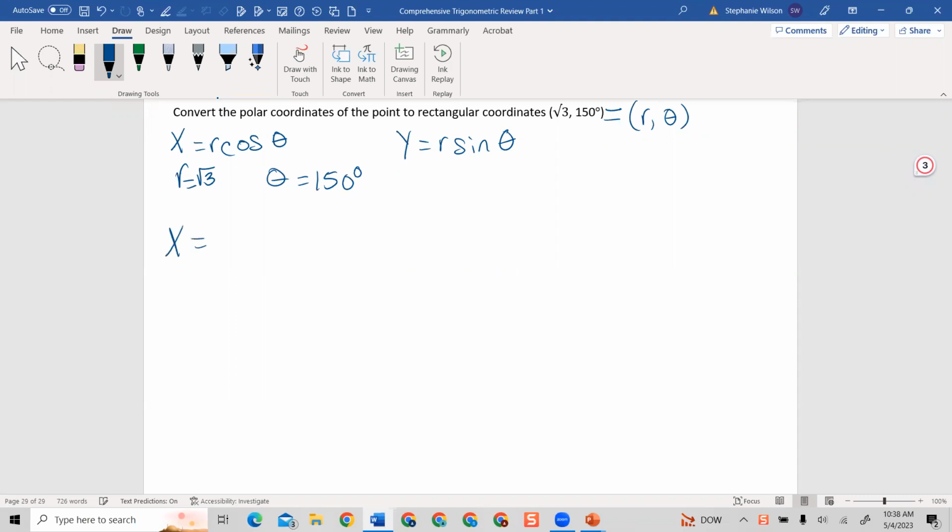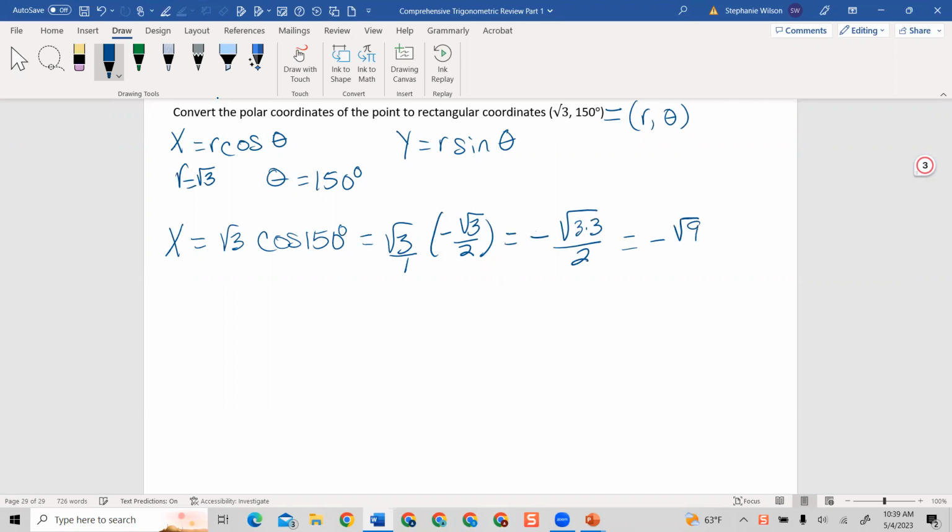So let's solve for x equals r cosine 150 degrees. When I do that, I end up with square root of 3 times cosine of 150 degrees, which is negative square root of 3 over 2. I'm going to put this over 1 and multiply straight across. Square root of 3 times square root of 3 over 2, because the roots are the same, I can do that. Square root of 9 is 3, so I get negative 3 halves. So I know what x is.